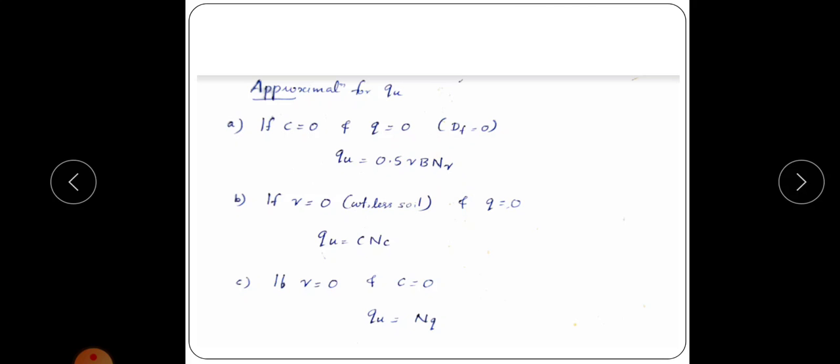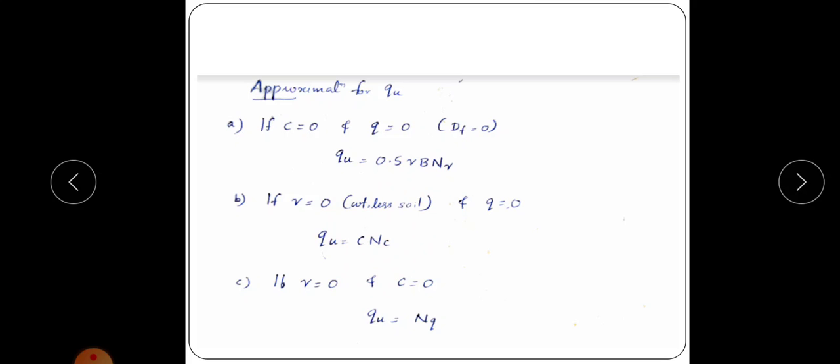Another case: if gamma is equal to 0, that is, the unit weight of the soil is 0, that means it is a weightless soil. In that case q is equal to gamma Df, so q is also 0. So the last two terms will be equal to 0, because in the second term q comes and in the third term gamma comes. So only the first term, cNc, will be there. So Qu is equal to cNc.